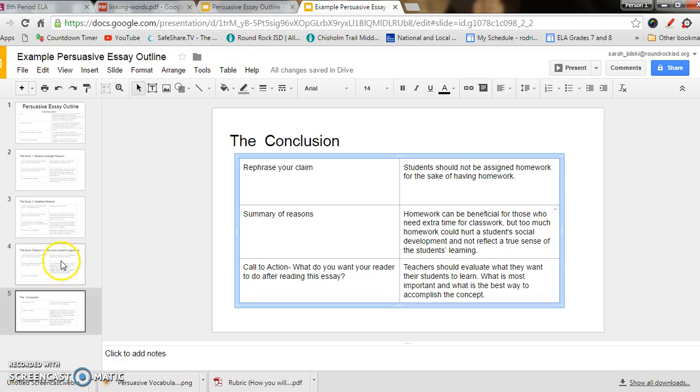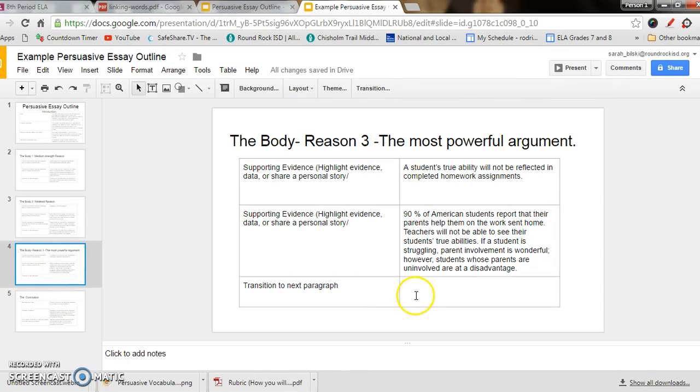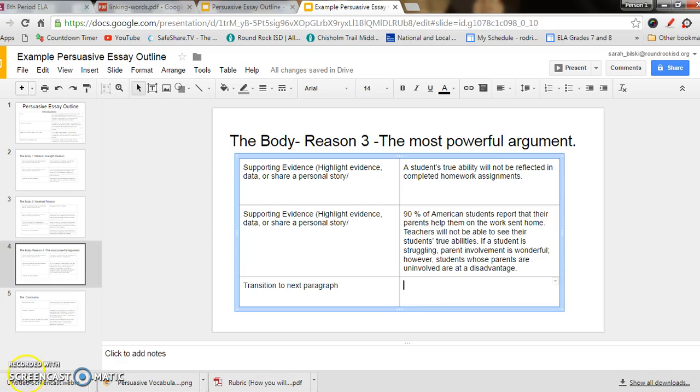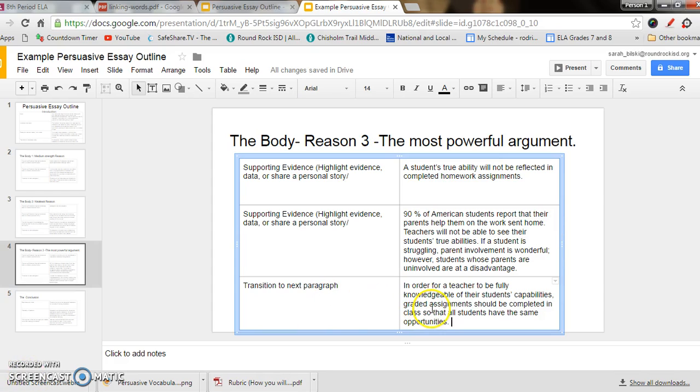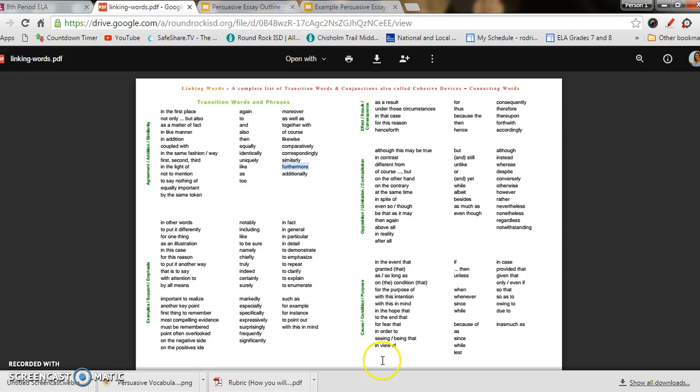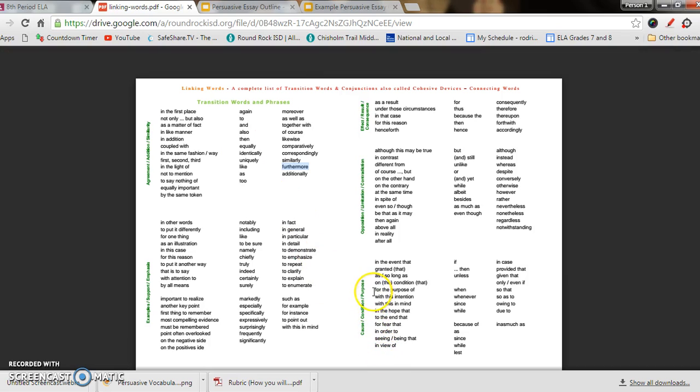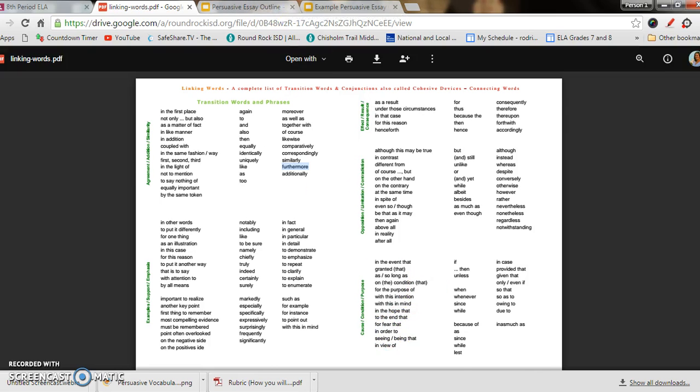All right, so what ideas could I write about here? My transition that I have concluded to write is, in order for a teacher to be fully knowledgeable of their students' capabilities, graded assignments should be completed in class so that all students have the same opportunities. I've used this in order after looking over my linking words, cause, purpose, in order to help enhance my essay.